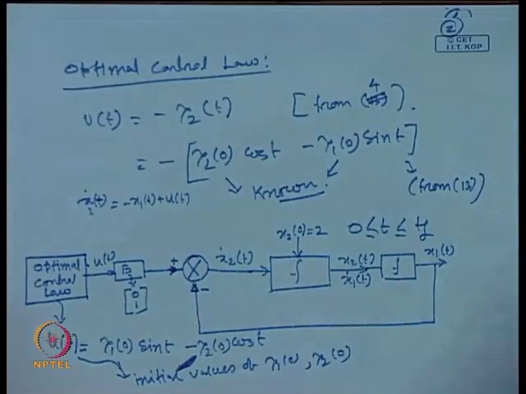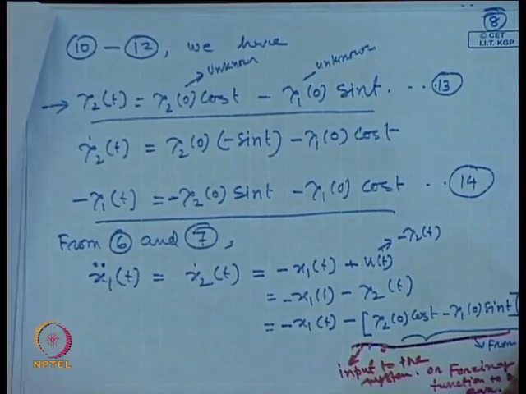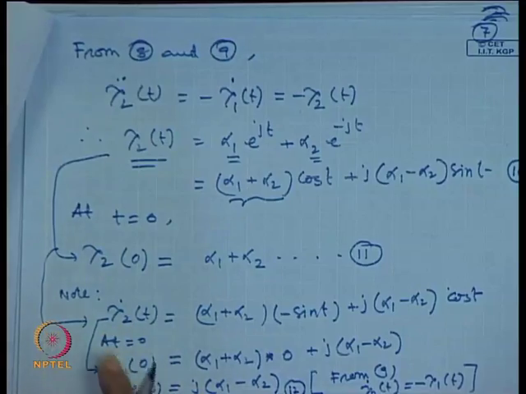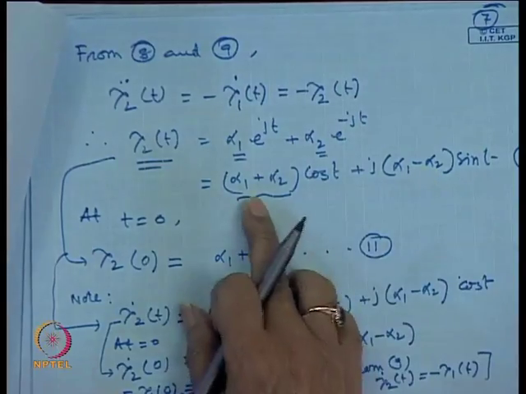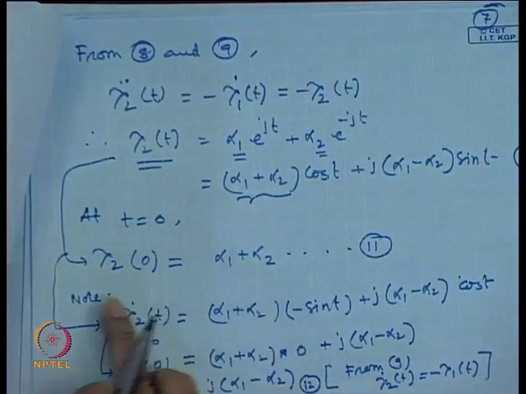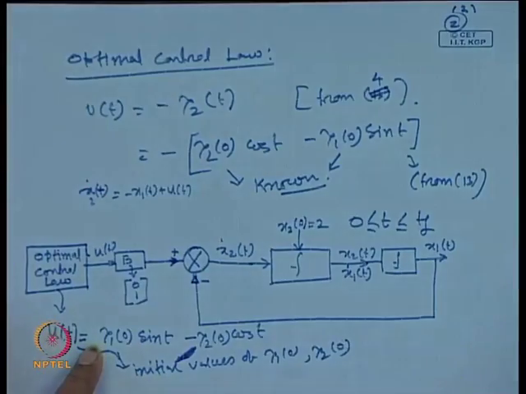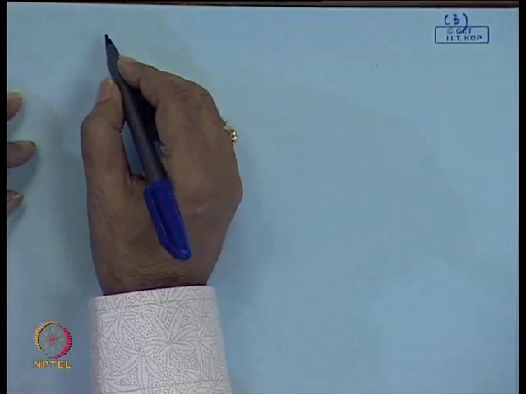See lambda 2 0, when we are solving this equation, this initial condition lambda 2, how you are solving this equation, the lambda 2 expression is this one, alpha 1 plus alpha 2, we know this is lambda 2 of 0. So, the whole control law depends on the initial conditions alpha 1 0 and alpha 2 0. So, it is an open loop solution, dependent on the initial condition, and in practice that control law is not acceptable.